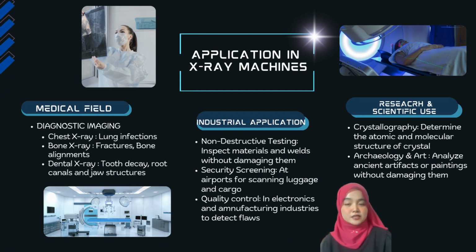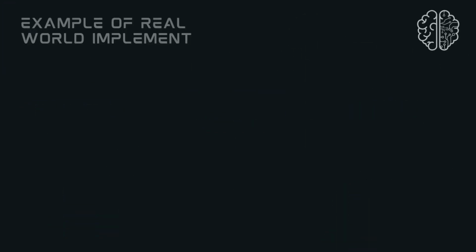Lastly, in scientific research and analysis, X-ray technology is also very useful. In crystallography, scientists use X-rays to determine the atomic and molecular structure of crystals, which is important in chemistry, biology, and material science. X-rays are also used in archaeology and art to examine ancient artifacts or paintings. This allows researchers to study the layers, materials, or hidden features inside an object without damaging or destroying it.